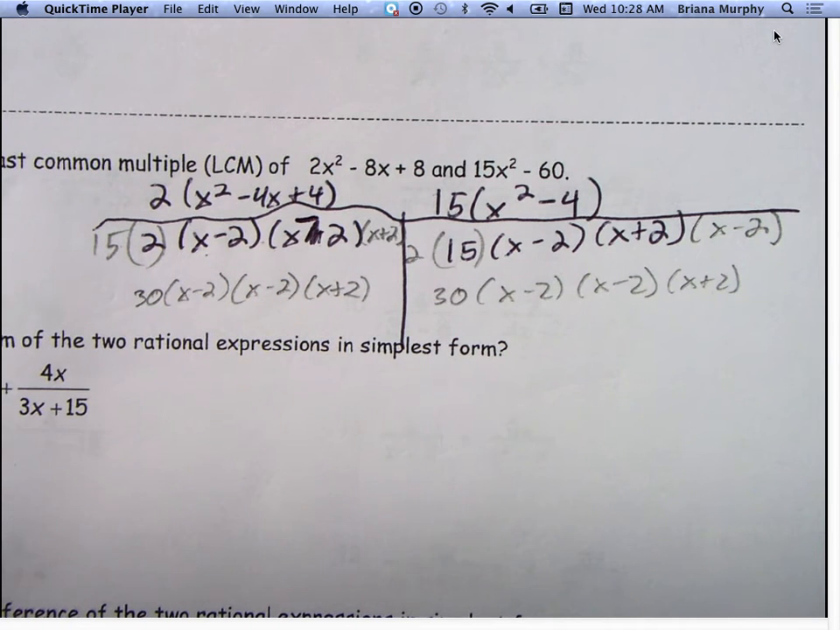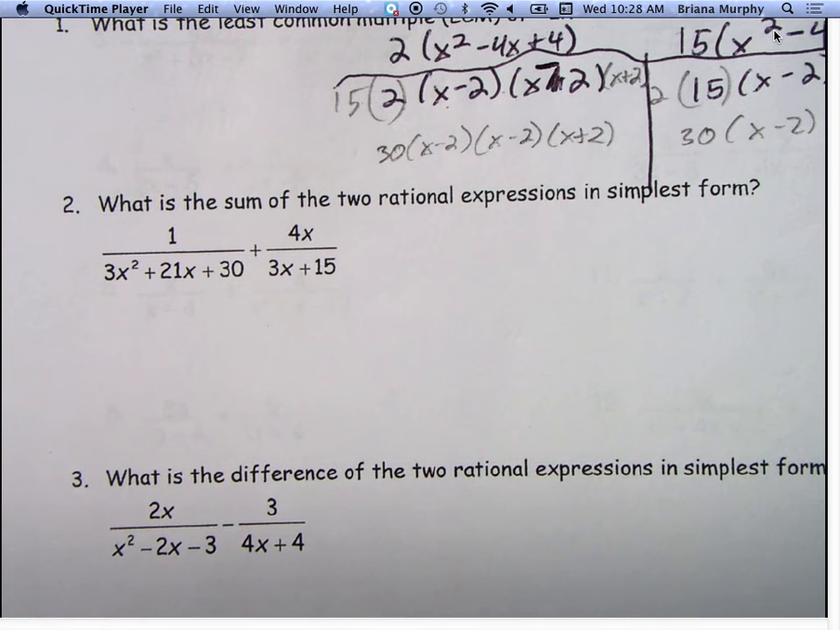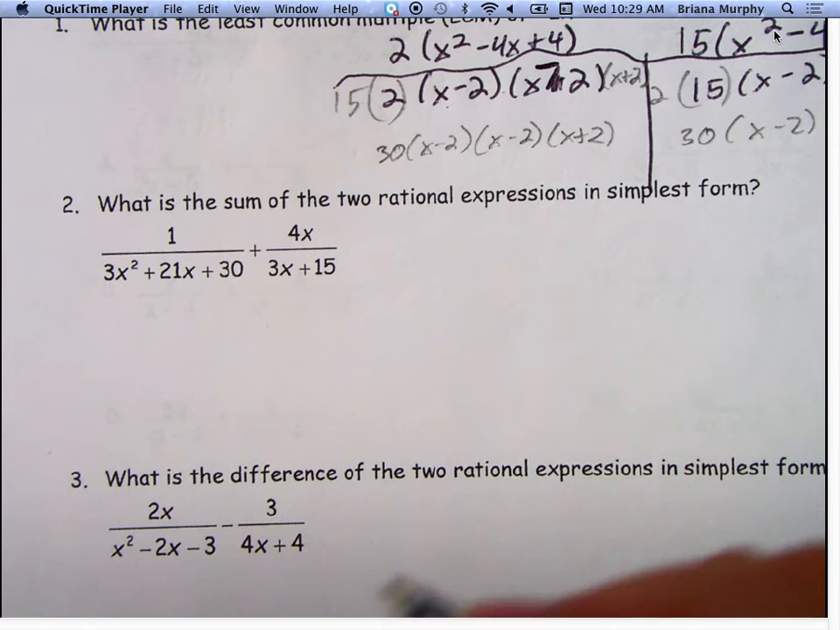All right. Let's look at number 2. Now we have 2 fractions. We have to get them to add it together. So we need the denominator to be exactly the same. We can't change 1 at all, so I'm just going to bring the 1 over.